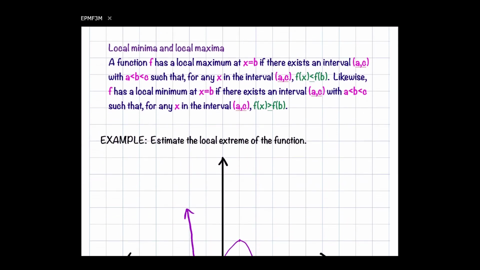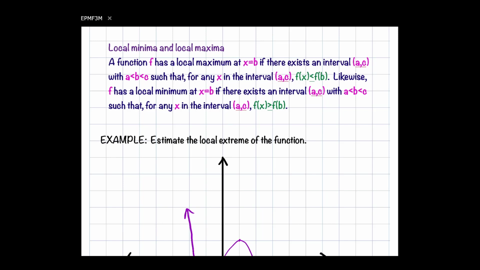All right, so now let's talk about local minima and local maxima. A function f has a local maximum at x equals b, rather. That makes a difference here. Let me start over. A function f has a local maximum at x equals b if there exists an interval a to c with a less than b less than c, such that for any x in the interval ac, f of x is less than f of b.